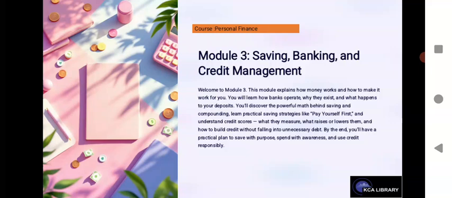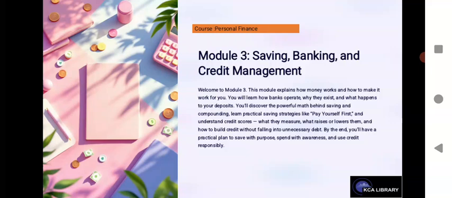In this module, we are looking at saving, banking, and credit management. So this module will explain how money works and how to make it work for you. You will also learn how banks operate, why banks exist, and what happens to your deposits. You will also discover the powerful mathematics behind saving and compounding.